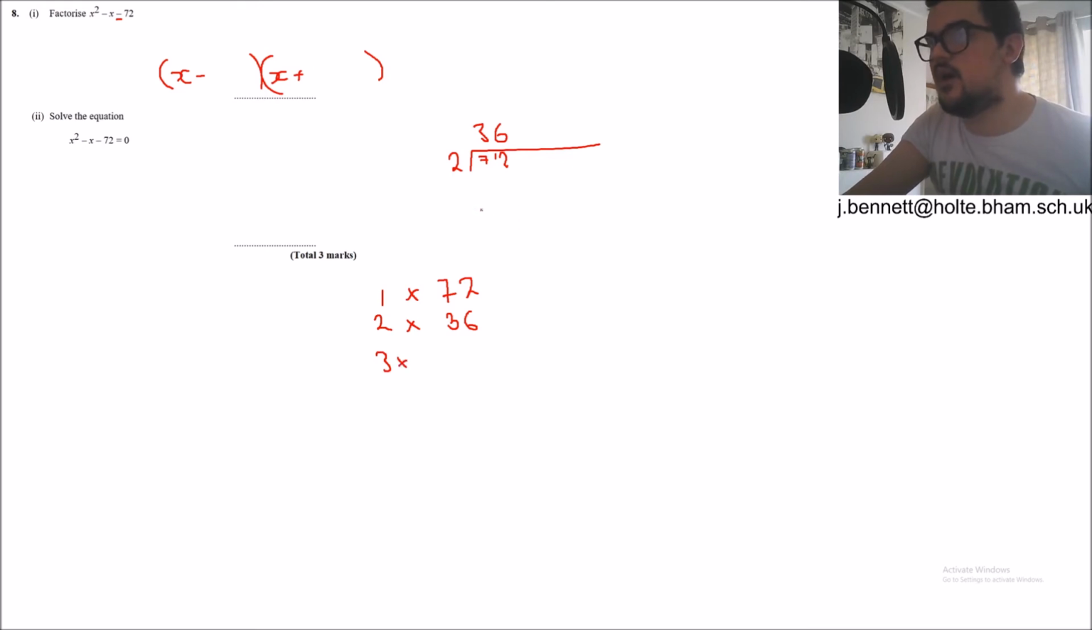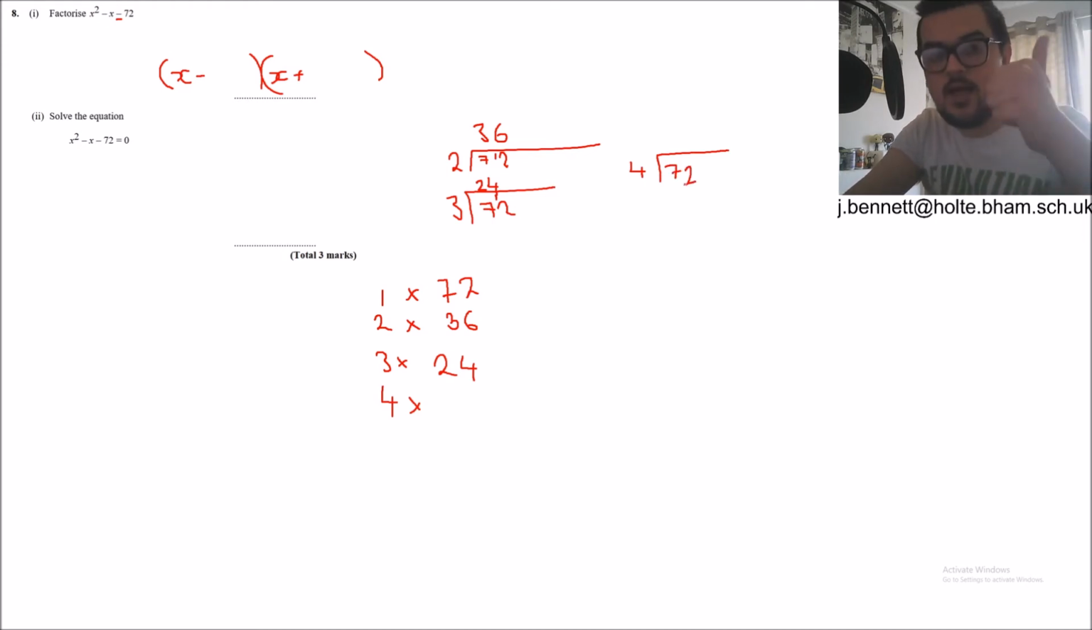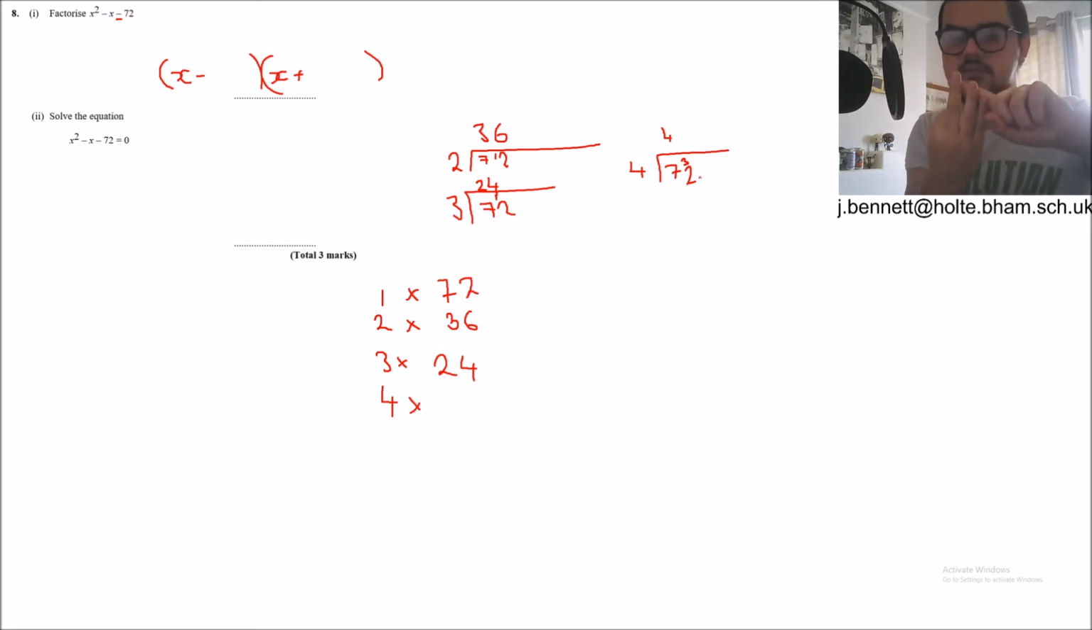3 times what? Now let's go 3 into 72. 3, 6, 9, 6, 2, remainder 1. How many 3's going into 12? 3, 6, 9, 12, 4. 3 times 24. Now 4 times, let's have a look, 4's into 72. How many 4's going into 7? 4, 8, 4, remainder 3. How many 4's going into 32? 4, 8, 12, 16, 20, 24, 28, 32. I'm very sorry for that. 8.